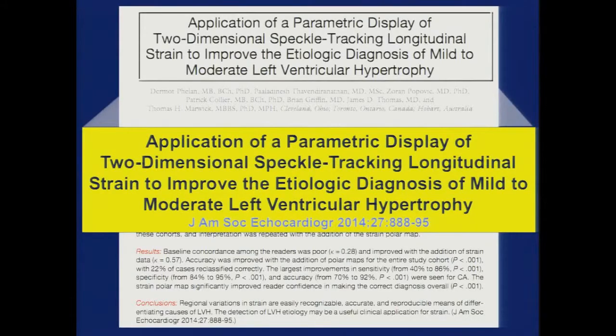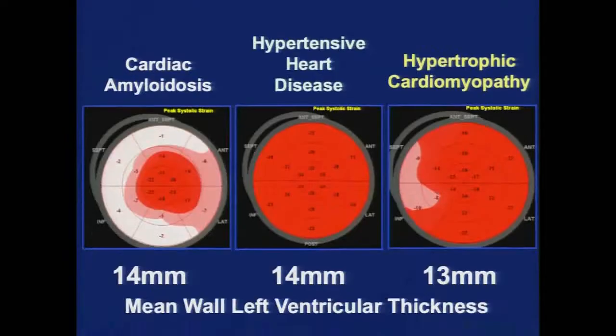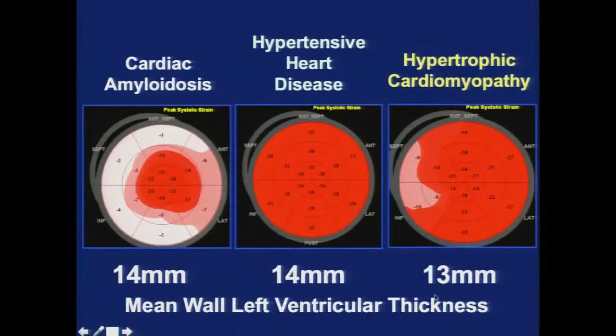Here's a more recent study really looking at speckle tracking longitudinal strain to help improve the etiologic diagnosis of mild to moderate left ventricular hypertrophy. And here we see they had a similar mean wall thickness. The hypertrophs, you see the strain was lowest where the walls are generally thickest, so there's some heterogeneity in the reduction of strain. The hypertensives, more homogeneous strain pattern.